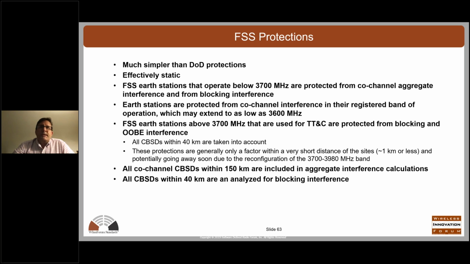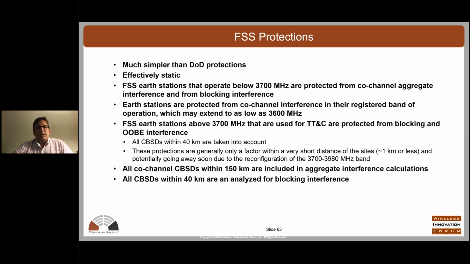These are effectively static. What is done is that there's a 150-kilometer zone with surrounding FSS Earth stations that operate below 3,700 megahertz. And we have to calculate the aggregate interference from CBSDs in the area that are co-channel with that FSS Earth station and make sure they're below a specified level at the location of the Earth station. So it's a static operation, much simpler than DoD protections.